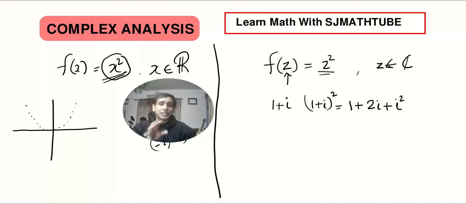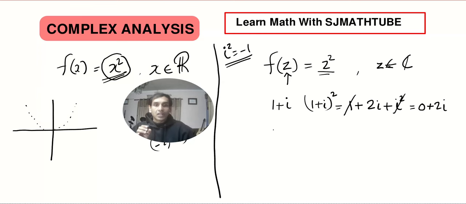That's not a big deal. You can simplify it. Wait. Do you remember i squared is minus 1? We learned it in the last video. And this 1 and i squared will get cancelled. And I end up with a complex number 0 plus 2i. Now I'm going to put the input 1 plus i and the output will be 0 plus 2i.